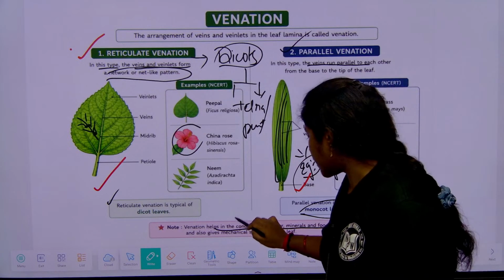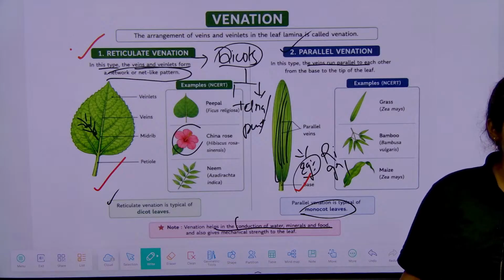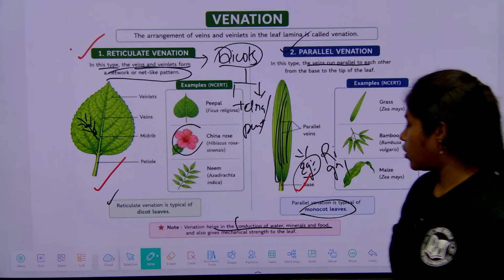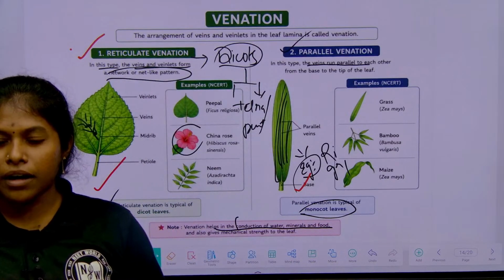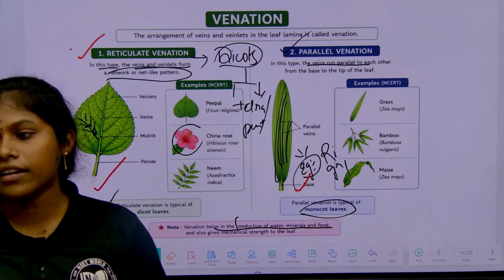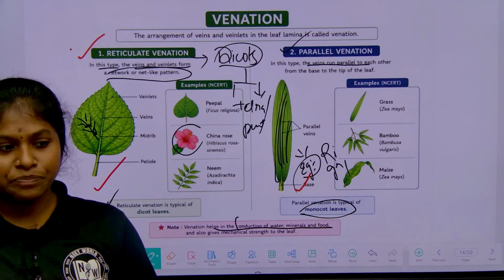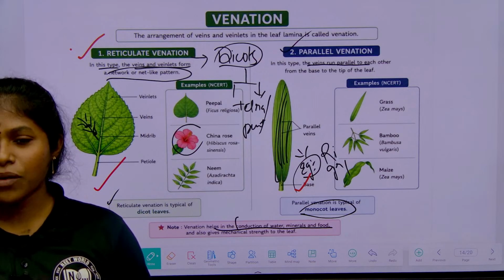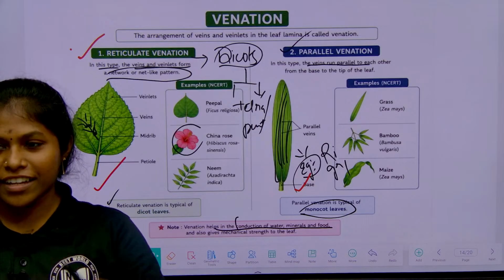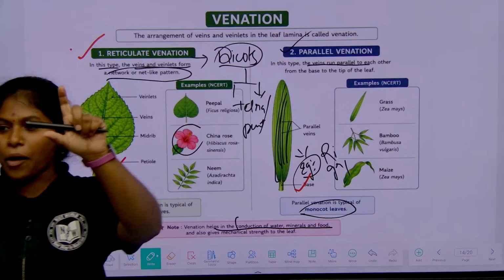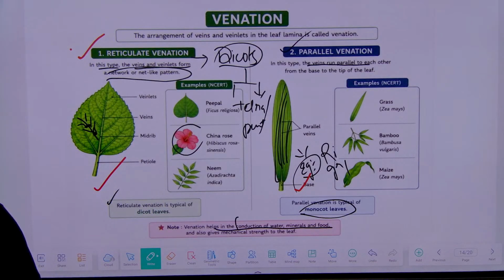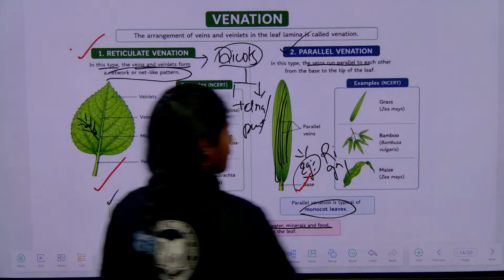So venation helps in the conduction of water, minerals and food, and it also provides mechanical strength. That is why some people are now doing leaf art as well. They make structures of lords and keep them in frames, making the form from the veinlets. If you have seen it, it is trending now on Instagram.